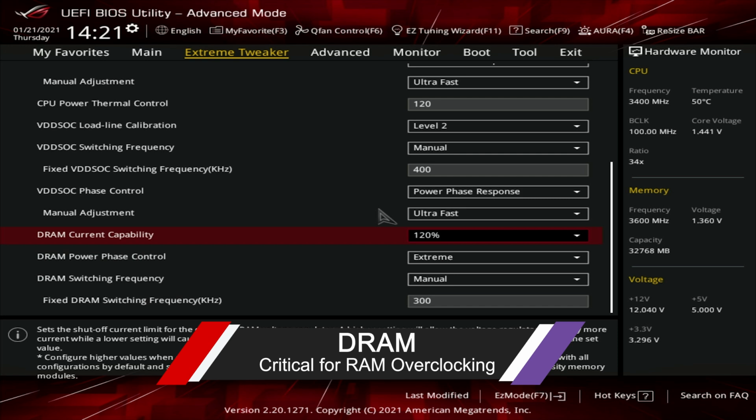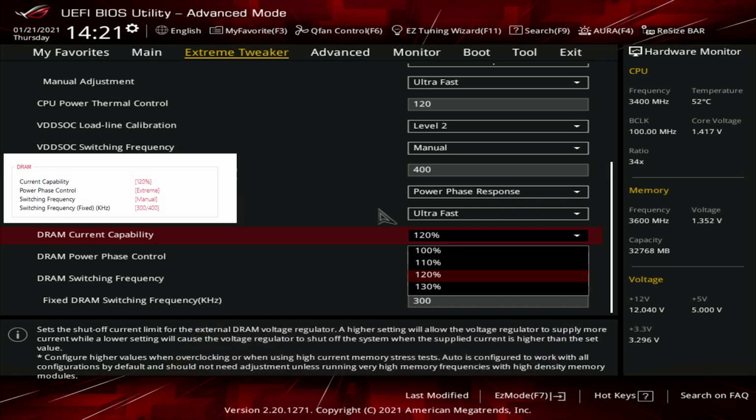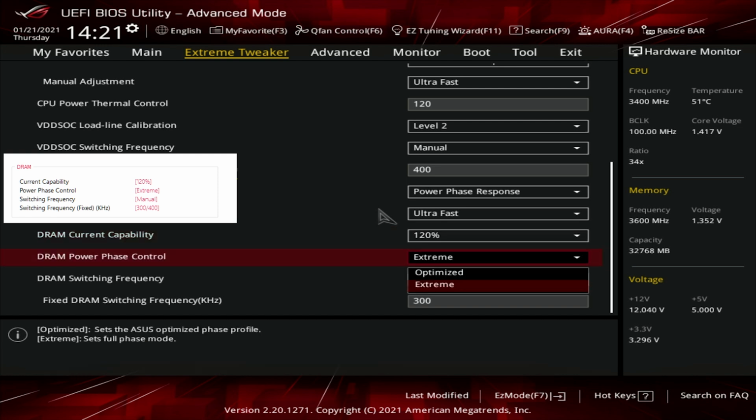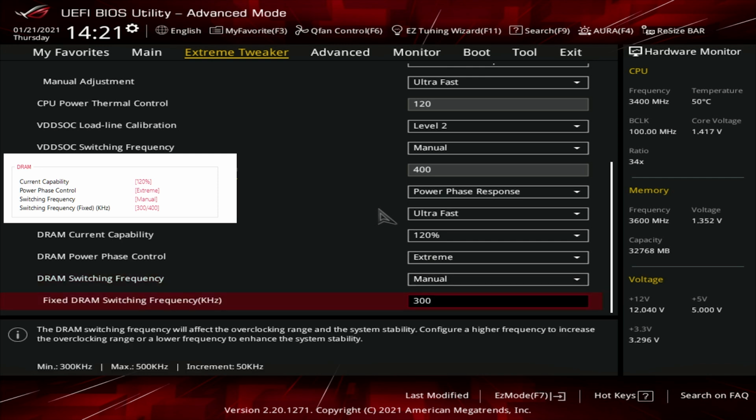Lastly, we have the DRAM. So if you're choosing to overclock your CPU and your DRAM, make sure you include this as well. We're going to bump up the current capacity to 120. Now you'll see it can go to 130, but I have found that this produces too much heat. So 120 is the recommendation. You have optimized for power phase or extreme. Remember, optimized allows it to relax a little bit. Extreme keeps it fully charged. And then for the switching frequency, we have this at manual, just like we did for the SOC. In this case, the minimum, which is 300.